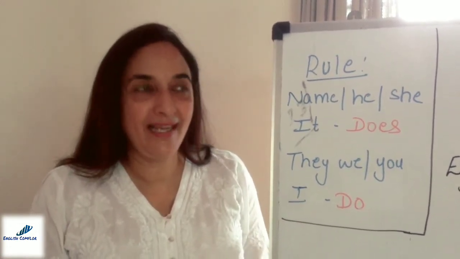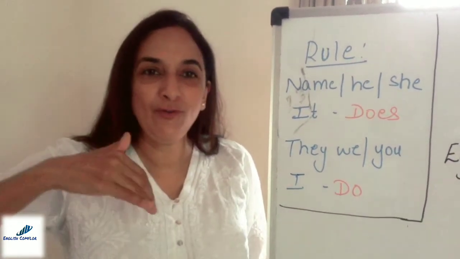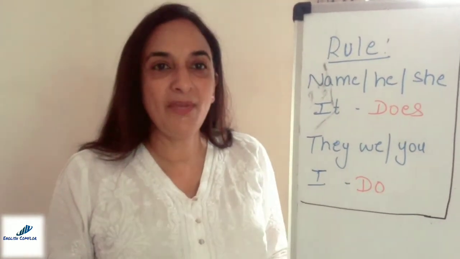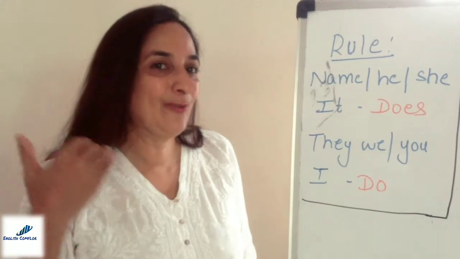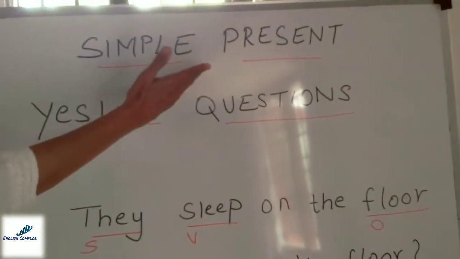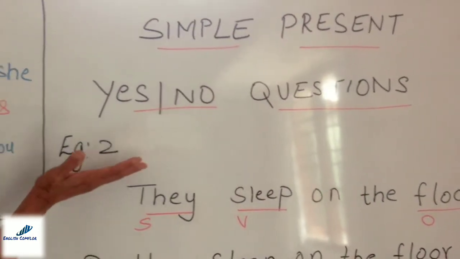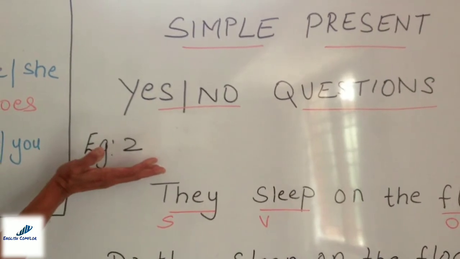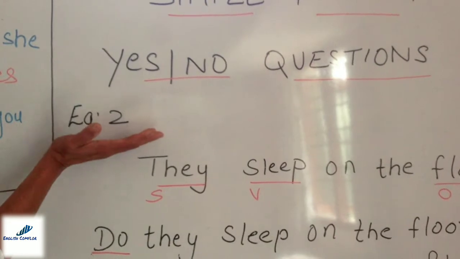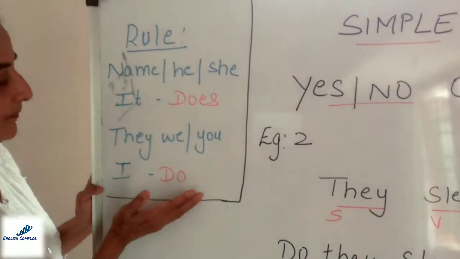In the last class I had taught you how to frame yes or no questions in simple present, and I had also given you one task. So today I am going to give you the second example in simple present framing yes or no questions. So this is simple present to frame yes or no questions. This is example 2, and before we go to the example, we'll once more see the rule here.